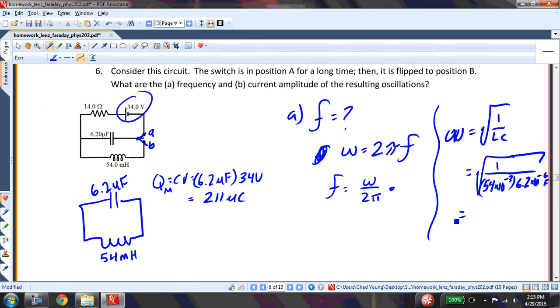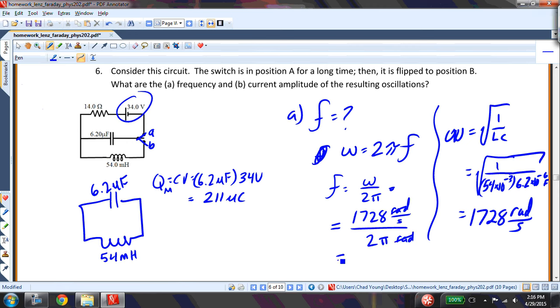All right, so that gives me 1728. That's in radians per second. And now I want to take that and convert it into hertz. So I'm going to have 1728 radians per second divided by 2 pi. You can sort of think of this as being in radians, so the radians cancel. If that helps you, you can think about it that way. And this is equal to 275 hertz.